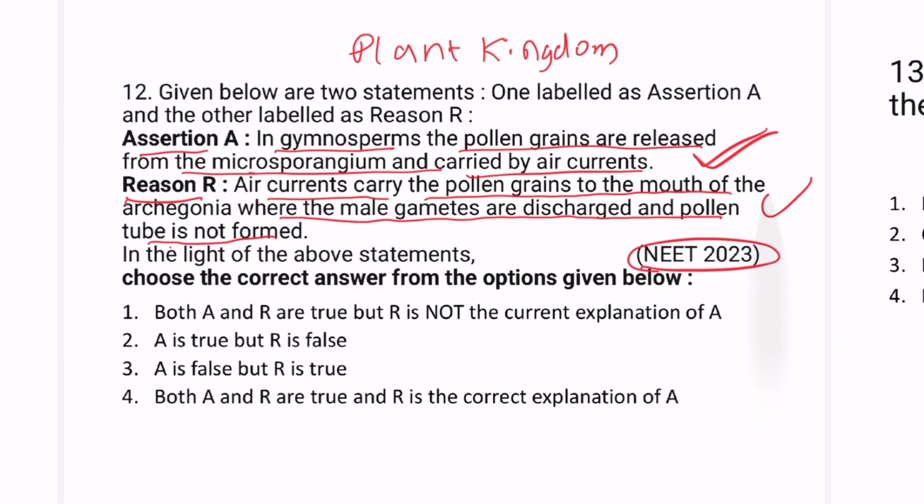This is going to be the wrong statement, because even in the case of gymnosperms, the pollen grains land on the ovule, and after landing on the ovule they form the pollen tube, and this pollen tube discharges the male gamete at the mouth of archegonia, and then it proceeds for the fertilization. So here they have mentioned the pollen tube is not at all formed and the male gametes are discharged at the mouth of archegonia. So this is the wrong statement. As pollen tube formation takes place, this statement is considered wrong. So assertion is true and the reason is wrong. So A is true and R is false. Option 2.